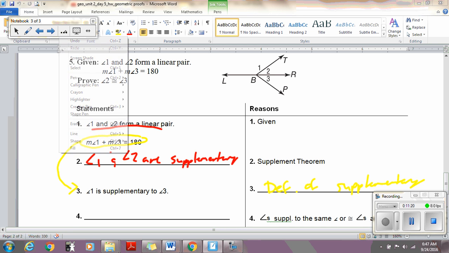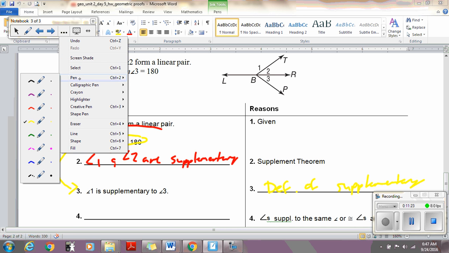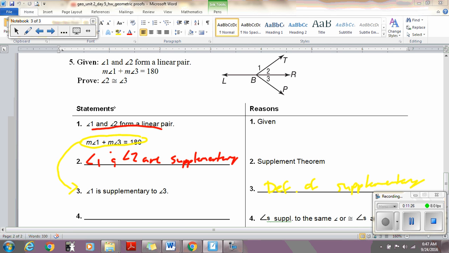All right, and now we got to fill in the last statement. Well, we've been doing proofs for a long time now. The last statement will always be this prove statement. So we just need to write angle 2 is congruent to angle 3. And the reason for that is because if you look at your pink property sheet, there's the congruent supplement theorem that basically says if angles are supplementary to the same angle or congruent angles, then they are congruent to each other, essentially, in the short and sweet version.